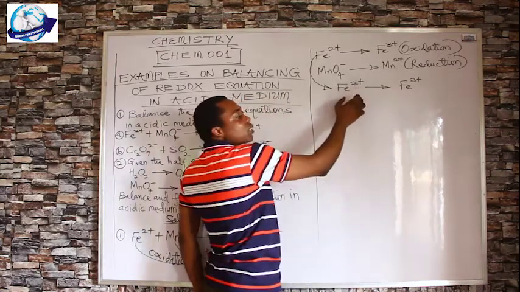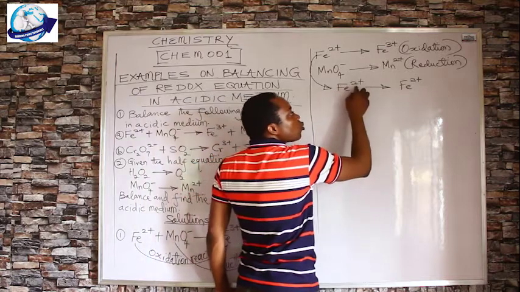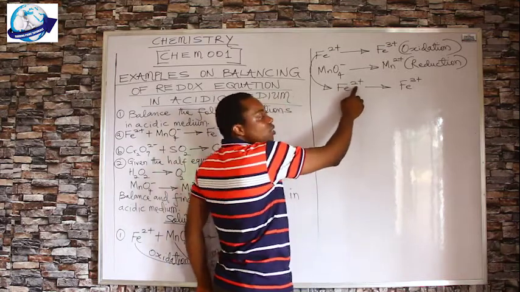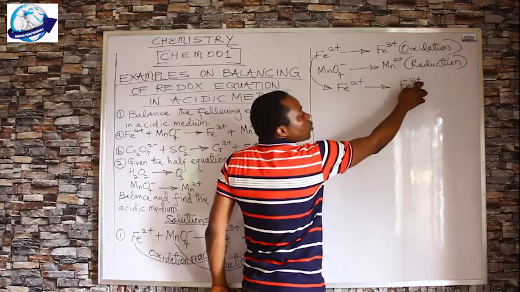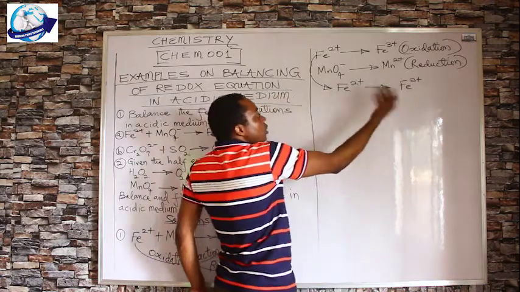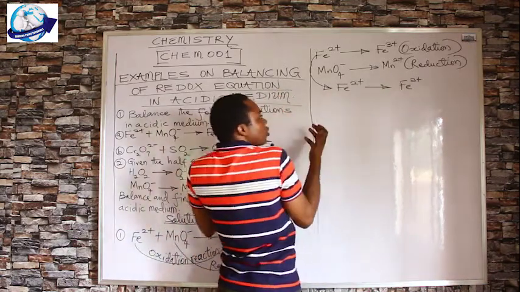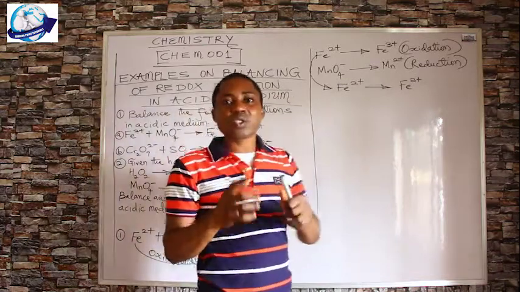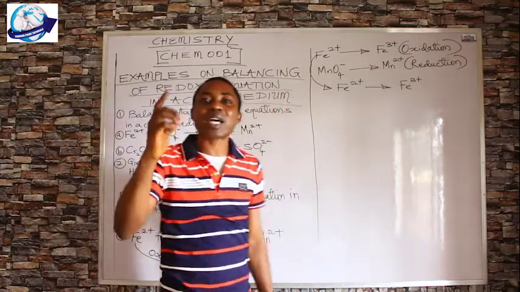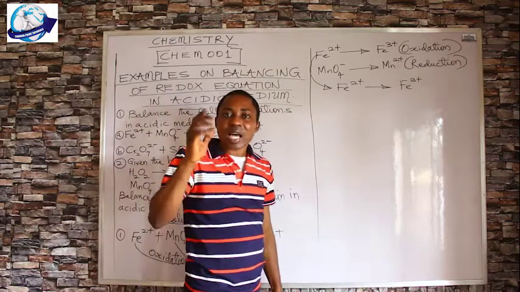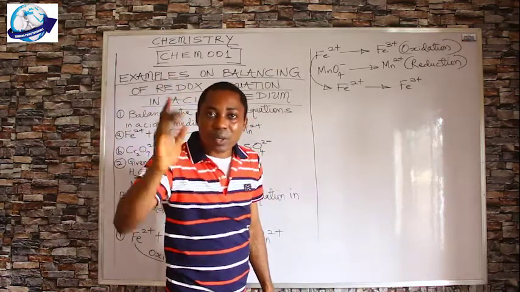No. At the left hand side, the total charge is +2. That is 2 plus. At the right hand side, the total charge is +3. That is 3 plus. Then what do we need to do right now? Balance the charge. And to balance the charge, we need to go to the side that has the higher charge. The side that has the higher charge, that is where we do the balancing.